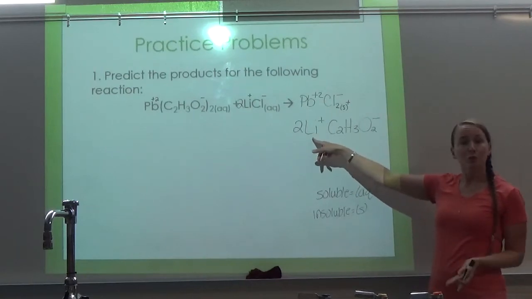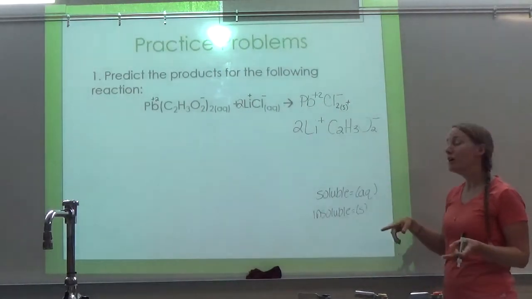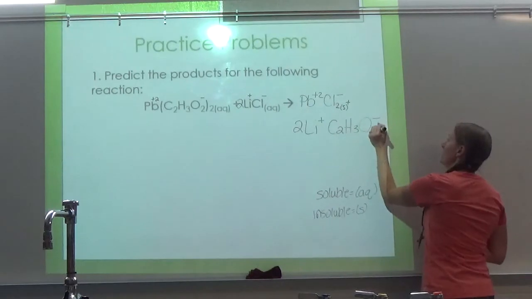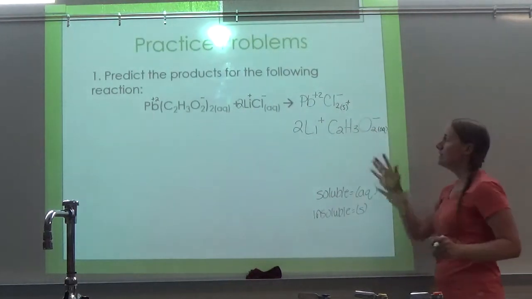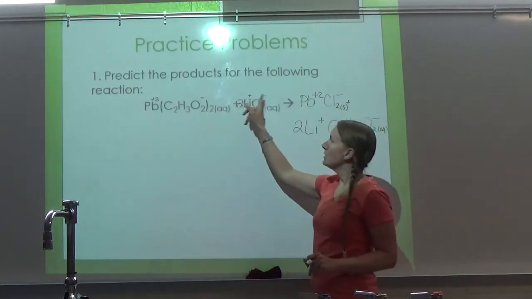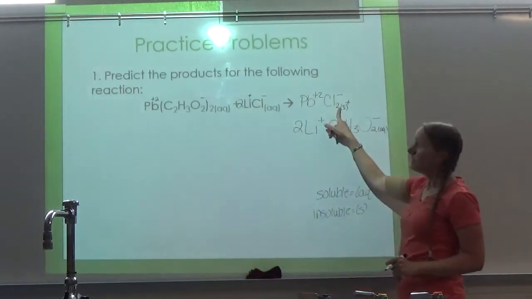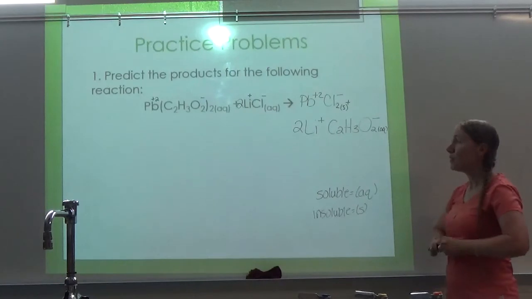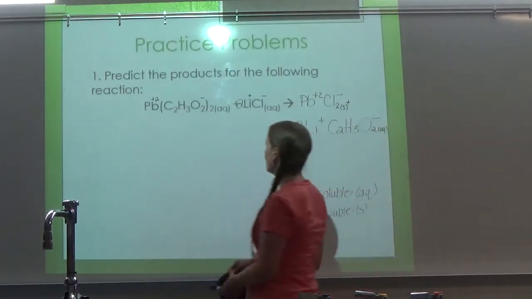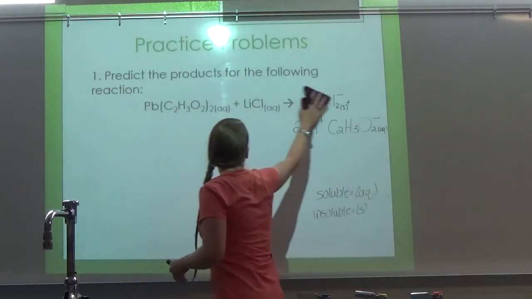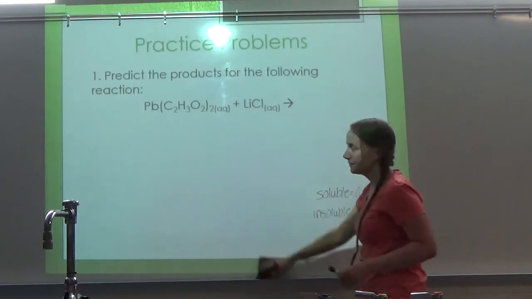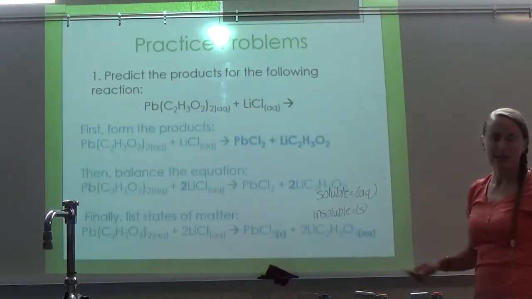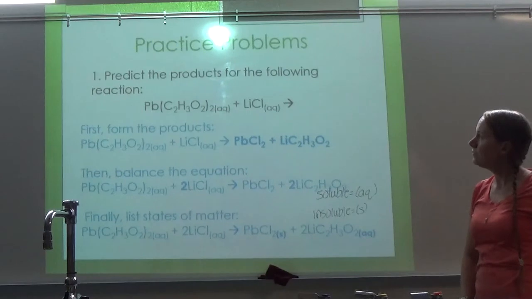Lithium is a group 1 alkali metal. Those are soluble, which means it will be aqueous. So in this reaction, if I mix these two chemicals together, I will get a precipitate, and it's going to be lead 2 chloride. All right, so hopefully you at least got part of that right, or the whole thing. All right, and then there's just my work broken up for that one.